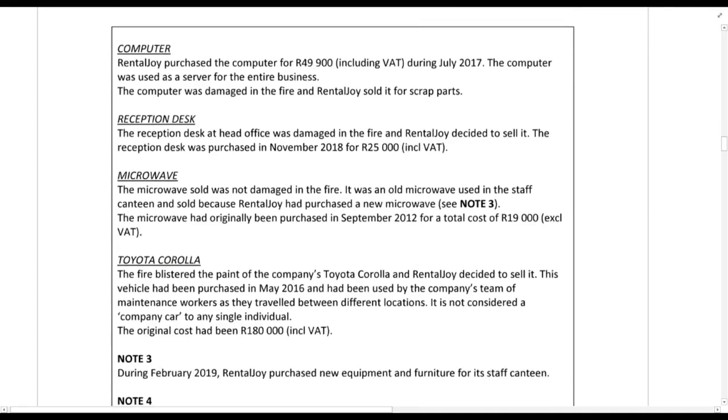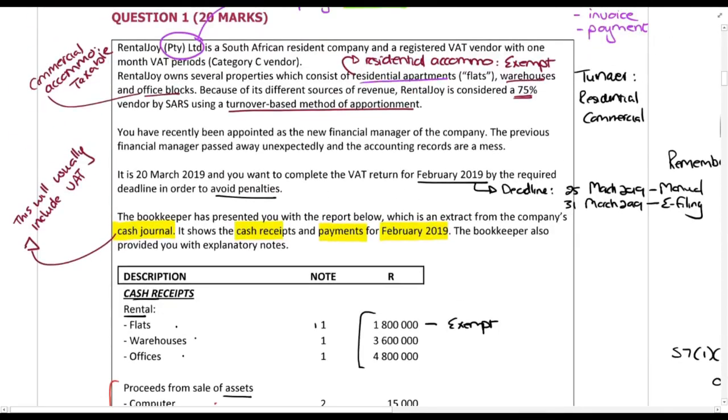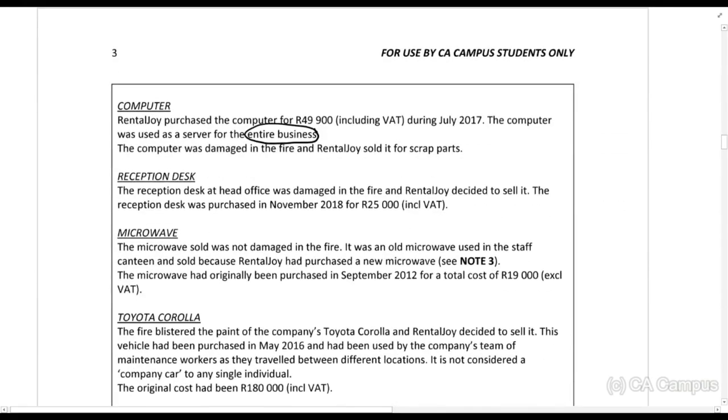So they give us some information on the computer. Rental Joy purchased the computer for 49,900 rand including VAT during July 2017. The computer was used as a server for the entire business. Now, why are they stating that? It's to remind you that 75% of this business is taxable and 25% of it is exempt. So, this means they only claimed 75% input tax. Now, the computer was damaged in the fire and it was sold for scrap.